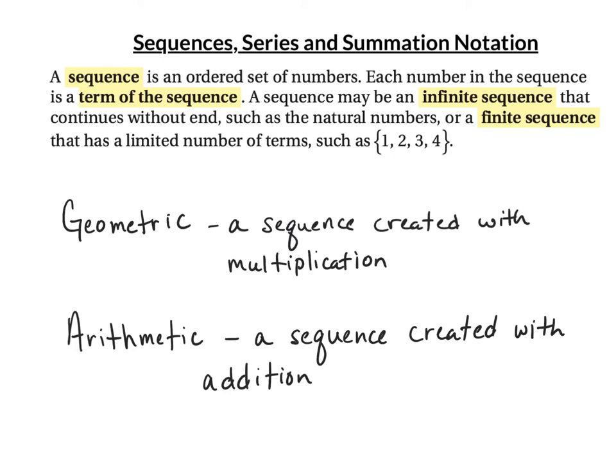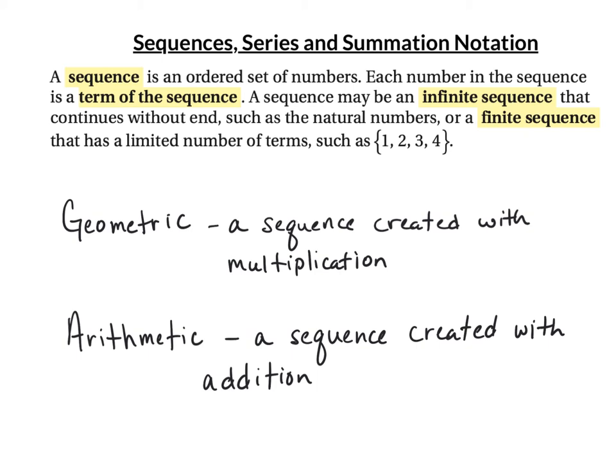Sequences, series, and summation notation. A sequence is an ordered set of numbers. Each number in the sequence is a term in the sequence. A sequence can be infinite, go on forever, or it can be finite, which means it has an end.